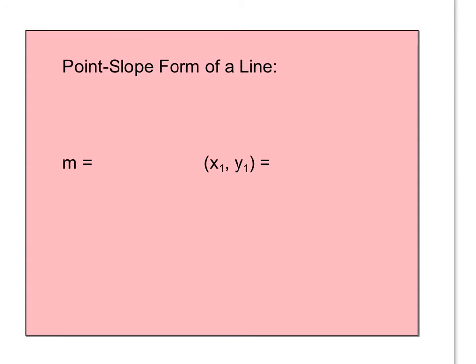A second type of equation for a line is called point slope form of a line. And it's just a different way of writing an equation for a line. The formula looks like this: y minus y1 equals m times x minus x1. The m is still your slope, and the (x1, y1) is a point on the line. So if you're given a slope and a point that's on the line, this is a pretty quick way to write the equation for the line.